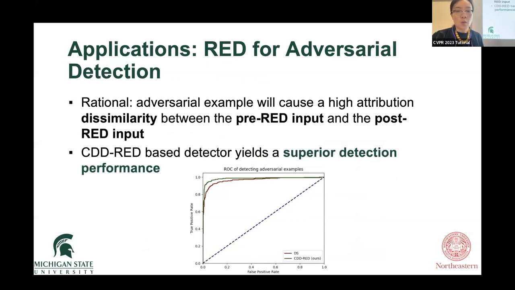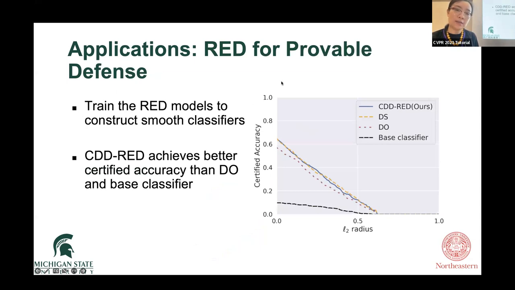And also we think our IED problem can help with adversarial detection. The rationale is that we believe the adversarial example will cause a high attribution dissimilarity between the pre-RED and the post-RED input. So we develop our IED-based detector, then we observe a superior detection performance for the detection of adversarial examples. And furthermore, we also apply it for the provable defense. So we train the RED models to construct a smooth classifier, and comparing with other baselines, we achieve better certified accuracy.